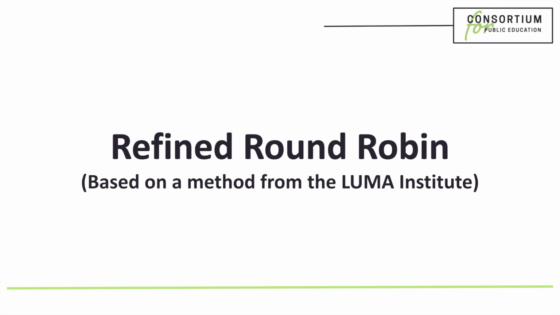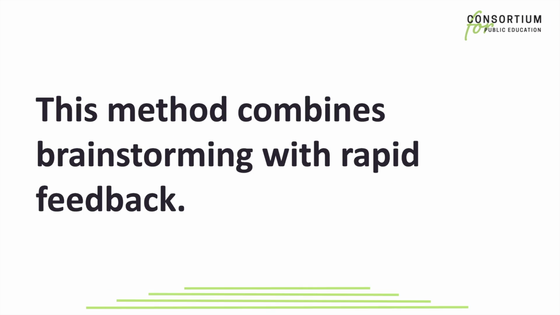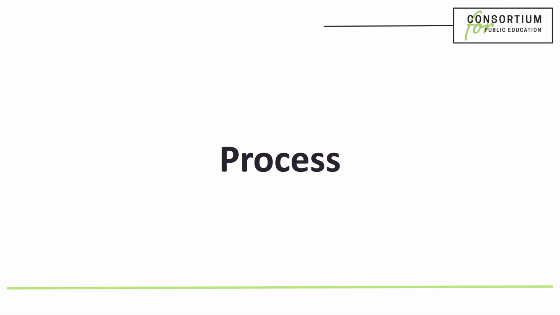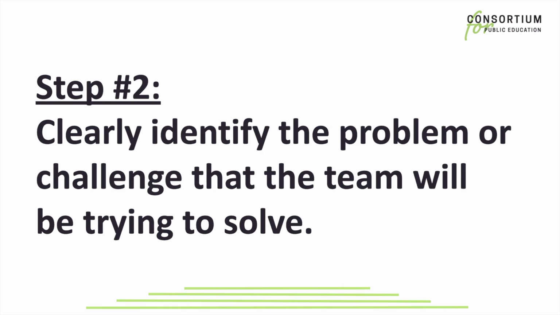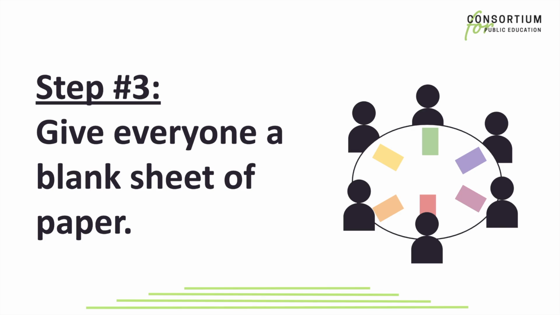Now, let's talk about our last form of round robin brainstorming. This one is called refined round robin and is based on a method from the LUMA Institute. This method combines brainstorming with rapid feedback. So here's the process. Step 1. One last time, seat all team members around a table. Step 2. Clearly identify the problem or challenge that the team will be trying to solve.